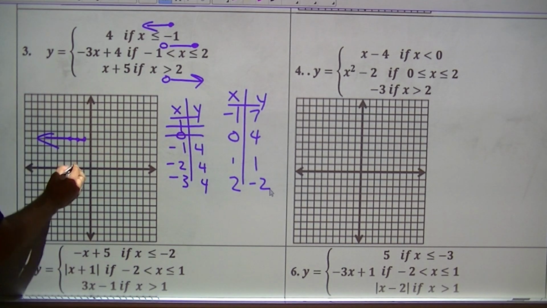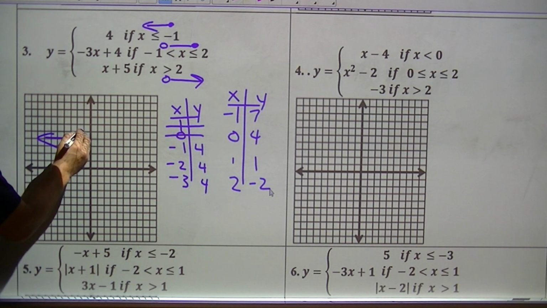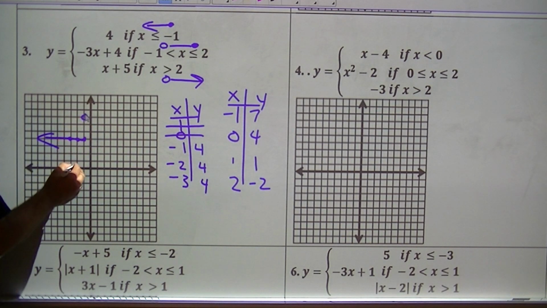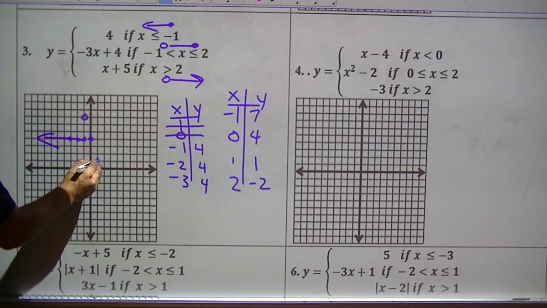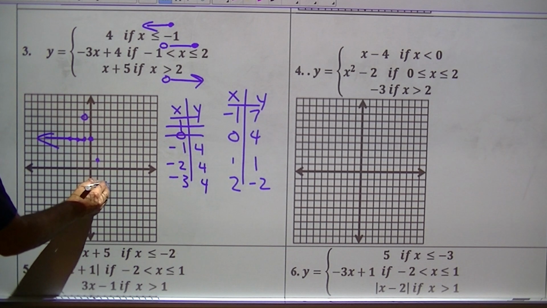Okay, so -1, 7, 1, 2, 3, 4, 5, 6, and 7. Okay, 0, 4, 1, 2, 3, 4, 1, 1, 2, -2.